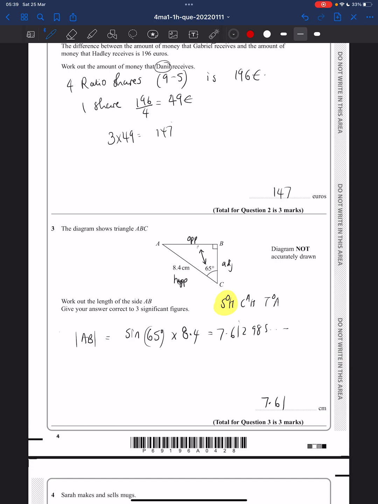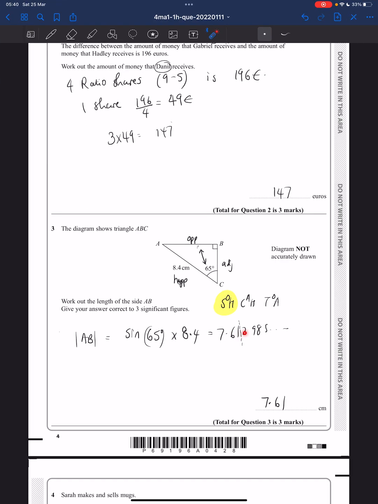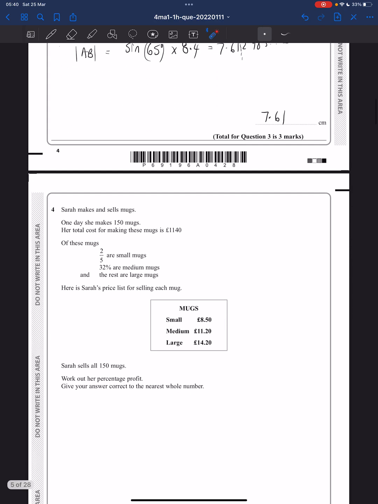7.612985, etc., etc. Three significant figures, 1, 2, 3. This one here is not big enough. Yeah, it keeps it closer to 7.61.